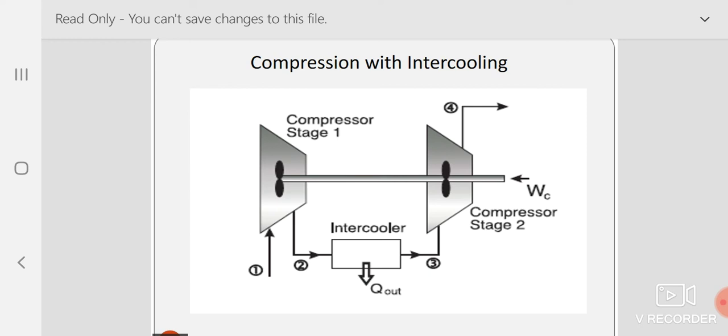Why using an intercooler? An intercooler does cooling. How does it do the cooling? You compress the gas from 1 to 2, pass it through the intercooler, and pass cold water through the intercooler. There are two types of water you can use in an intercooler. One is general water, that's normal water. By that you do some amount of cooling. If you want better cooling, you can use a cooling tower.